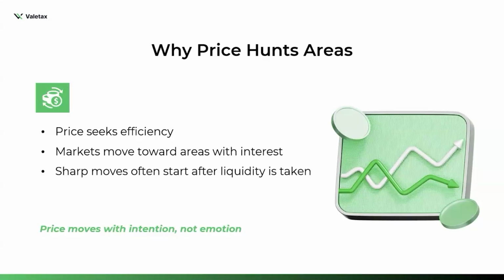Now, why does price hunt these areas? Price seeks efficiency, meaning that it needs a very clean move in order for prices to range or for prices to trend properly. Markets move towards areas of interest. Sharp moves often start after liquidity is taken. So whenever we get that huge momentum in the market, it's as a result of liquidity being taken. So the market now has a proper imbalance to fill up nicely and better.